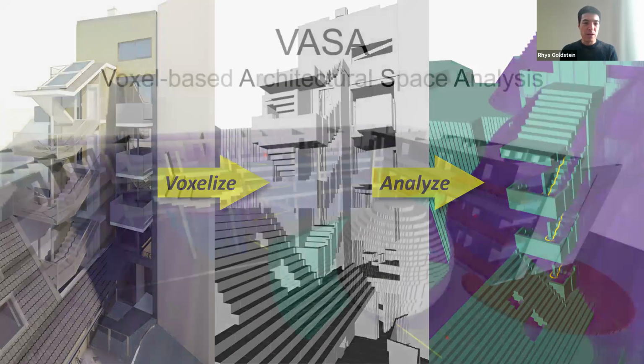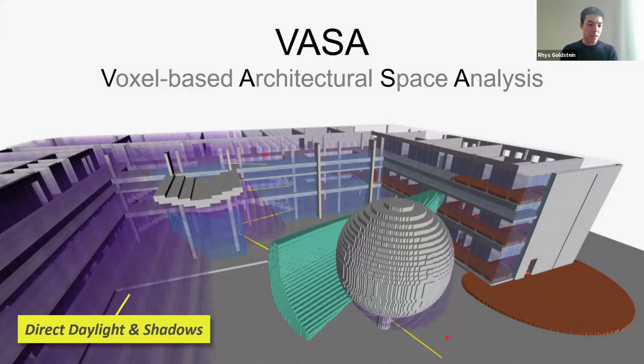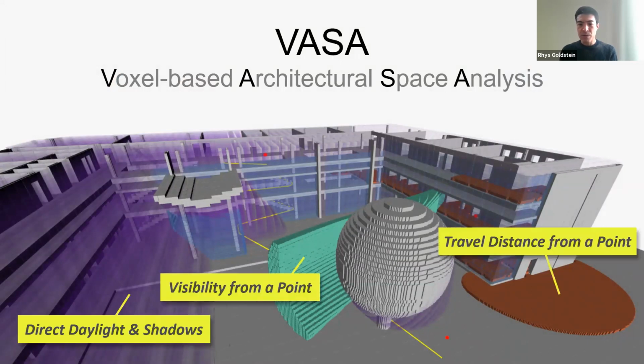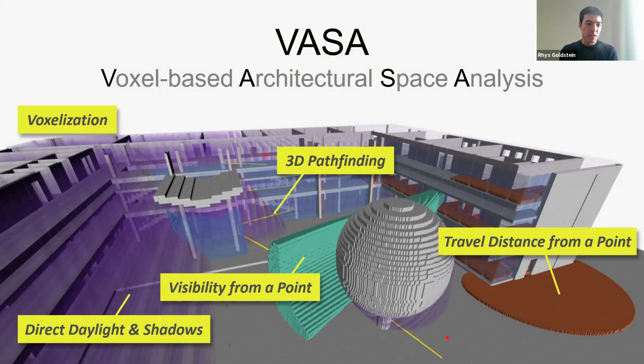The analyses you get with VASA are direct daylight and shadows, visibility from a point, travel distance from a point, and 3D pathfinding. You also get the ability to voxelize geometry. And finally, you get surface, solid, and fill operations specifically for voxel models. These operations help you prepare models for analysis. They also let you take the results of your analyses and further process them.